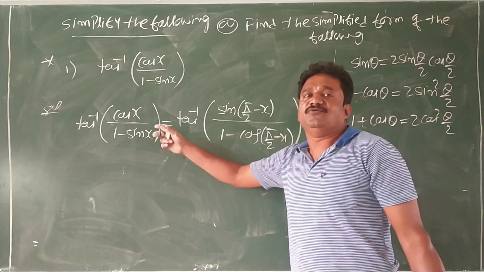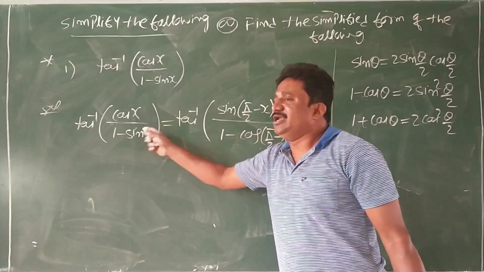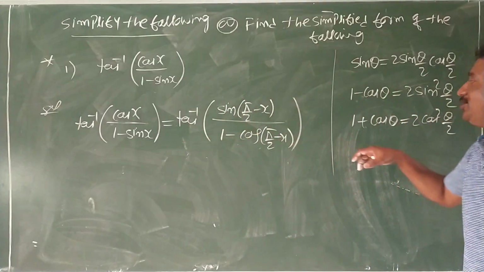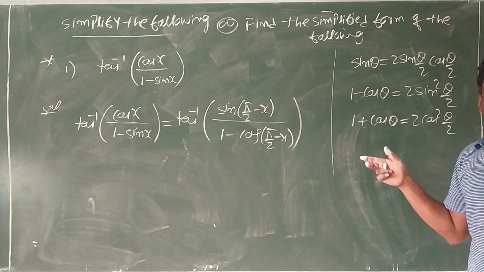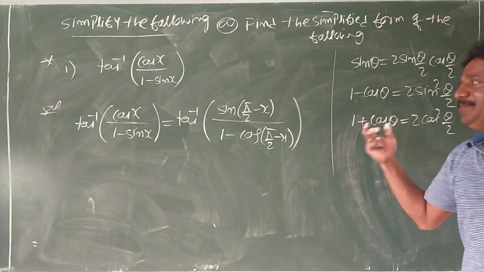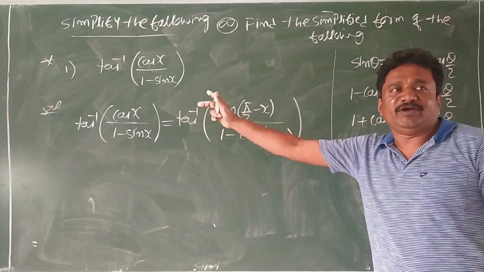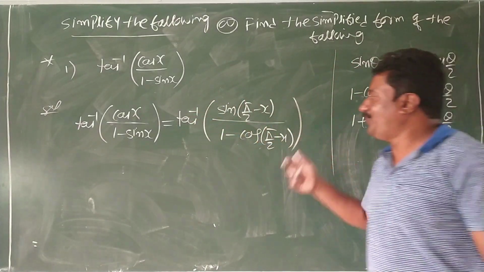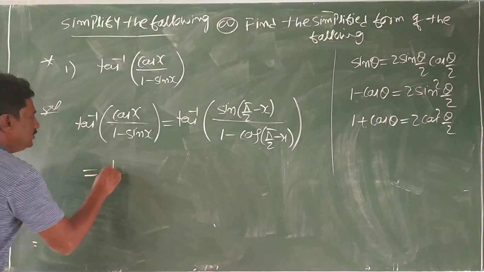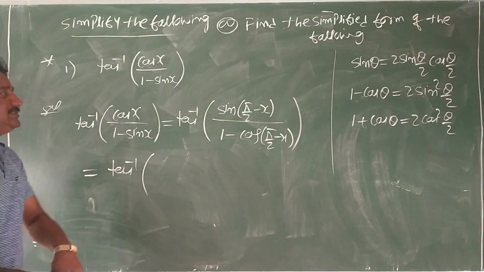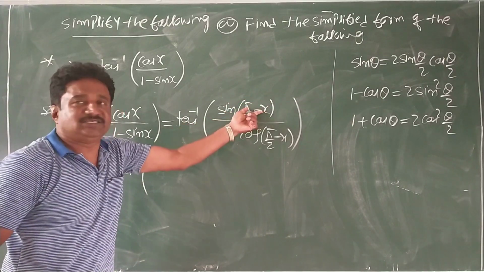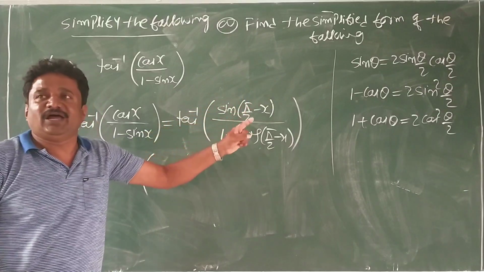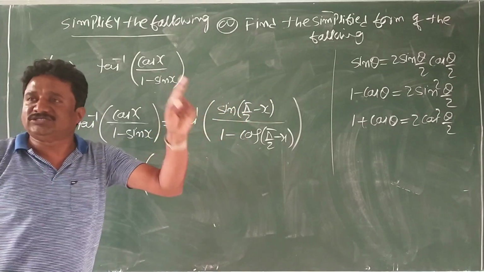Why did we change cos into sin and sin into cos? Because if I change them, I can go for using the half angle formulas. Otherwise, half angle formulas cannot be applied. If I change, half angle formulas can be applied. Go for that. That is tan inverse, students, sin theta. You take this as theta. According to the formula, what is sin theta? 2 sin theta by 2 cos theta by 2.